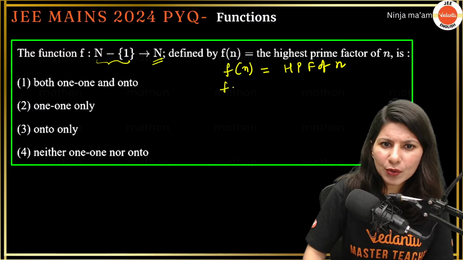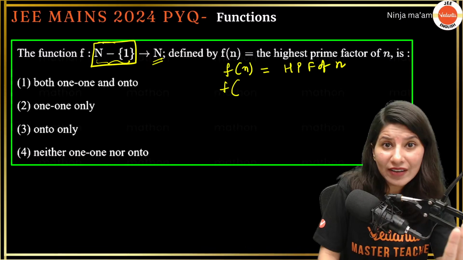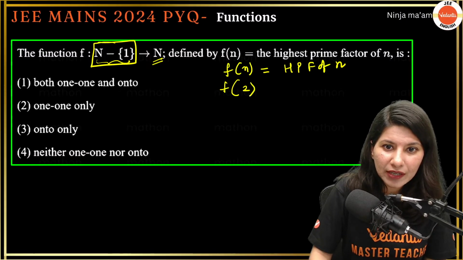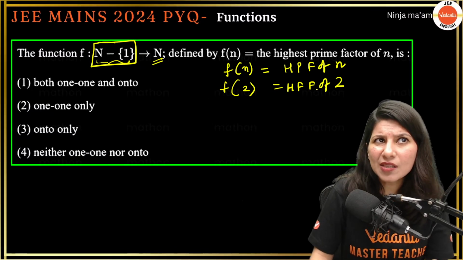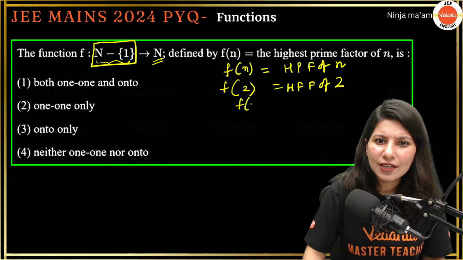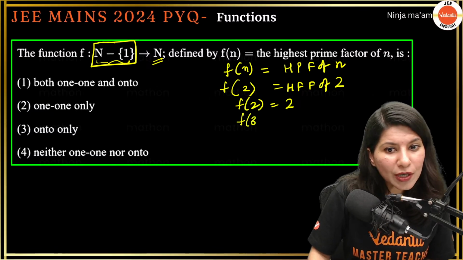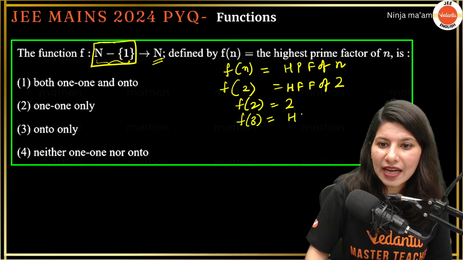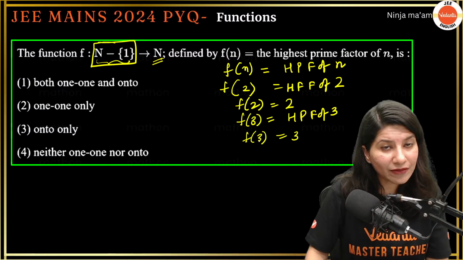So let us try to understand. What if I want to calculate f of 1? Basically I cannot put 1 because 1 is not available in the domain. So f of 2 will be the highest prime factor of 2. Now the highest prime factor of 2 is 2 only. So f of 2, I am getting 2. Let us understand the function, right? What about f of 3? So f of 3 is the highest prime factor of 3. Now the highest prime factor of 3 is 3 only.